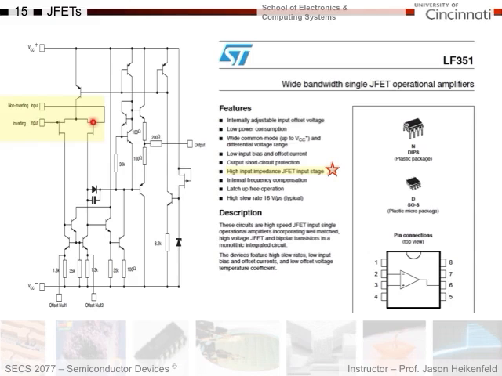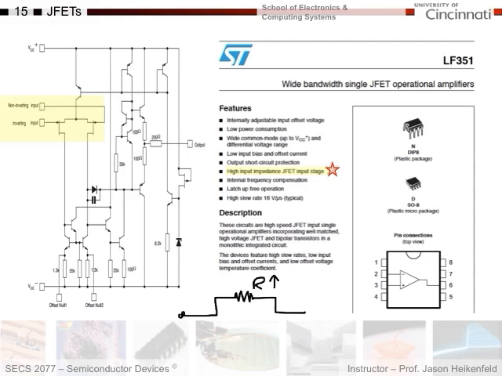And the reason why this is attractive is if you look at a JFET and you look at the input at the gate, so here's your voltage input. First off, in terms of impedance, it's a reverse bias diode, right? And so this resistance is very large.